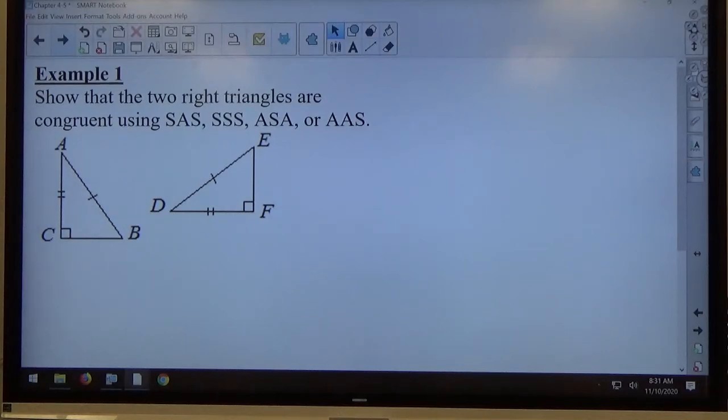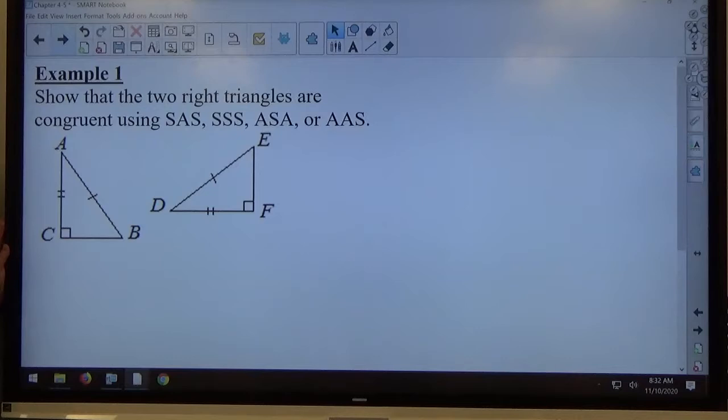Okay, if we take a look at example 1 here on section 4 or 5, we want to show that these two right triangles are congruent using one of these four theorems: side, angle, side; side, side, side; side, angle, side; or angle, angle, side. Those are our four congruence theorems for regular triangles that aren't necessarily right triangles.